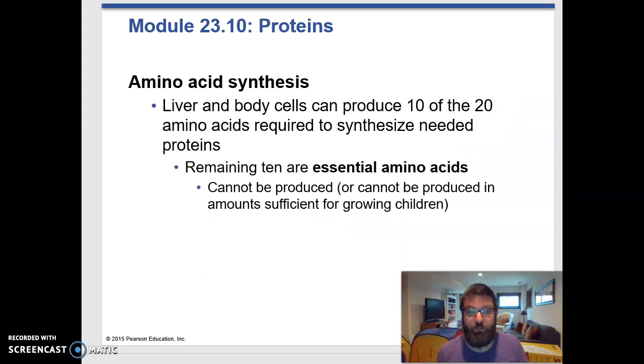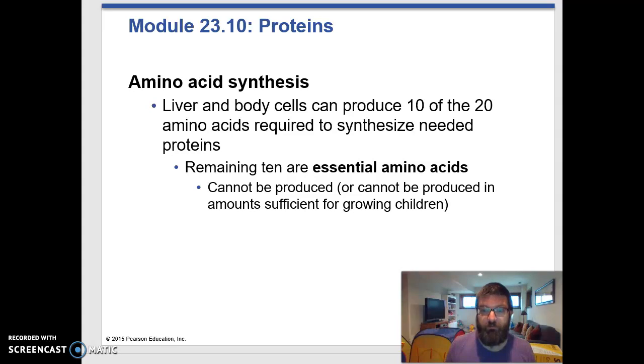Your liver can produce half of the amino acids that you need. There are 20 total amino acids that we have inside of us, and 10 of them your liver cells can produce from other ingredients. Sort of like the lipid production that we just talked about. The other 10 are called essential amino acids. Again, essential nutrients are nutrients that we cannot build on our own, and so the only way we can get them is by eating them.